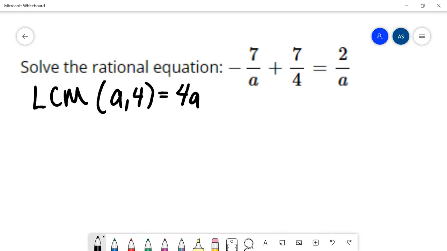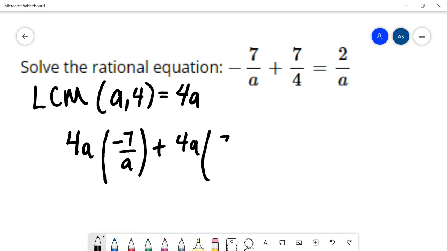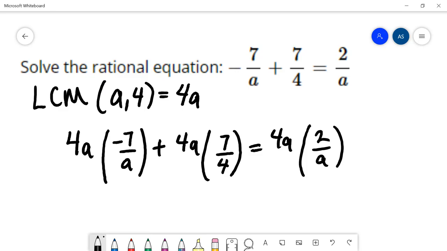Once you get that least common multiple, you're going to multiply that 4a by every term. So I'm multiplying 4a times the first term, negative 7 over a, 4a times the second term, 7 over 4, equals 4a times 2 over a.